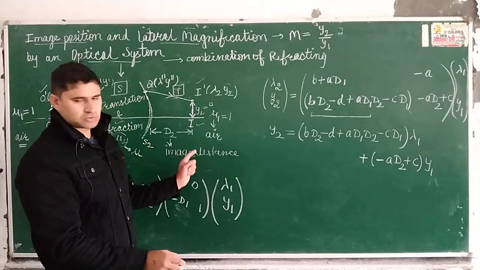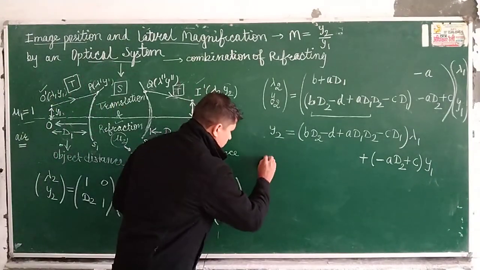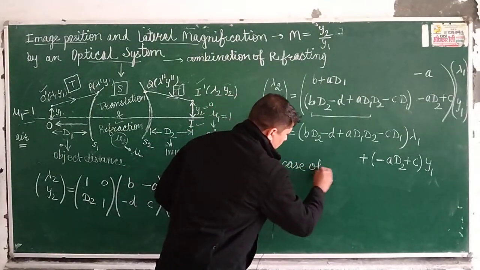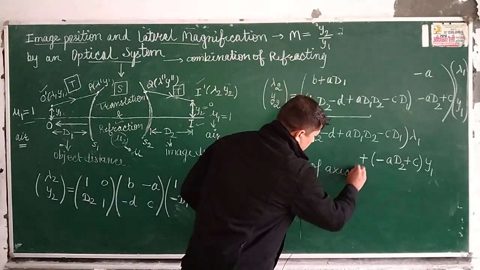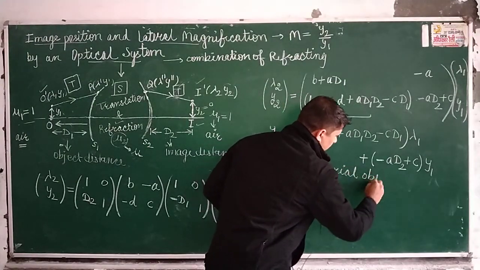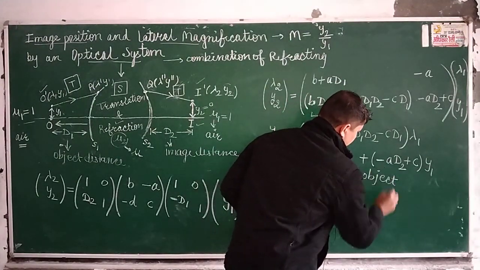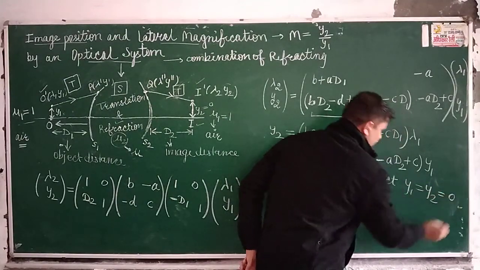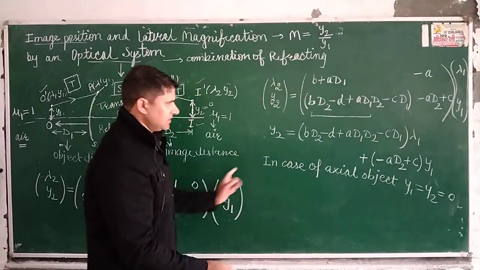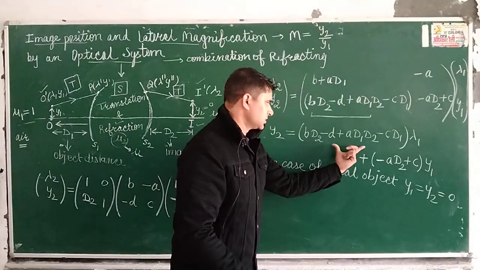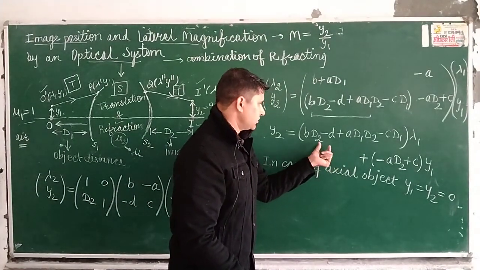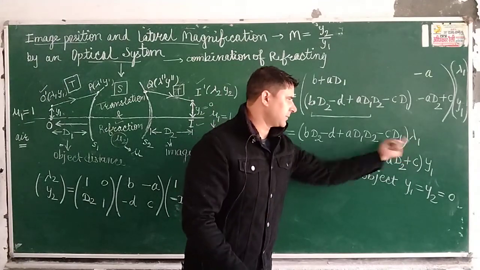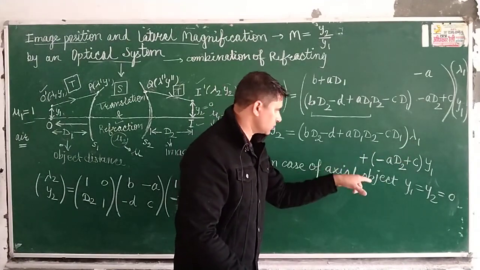Okay, so this will be the case of the axial object. Here I am writing, in case of axial object, meaning when the object is placed at the optical axis, then y1 will be equal to y2 and this will be equal to 0. So in that case, the relation between d1 and d2, or the coefficient of lambda 1, has to be equal to 0.